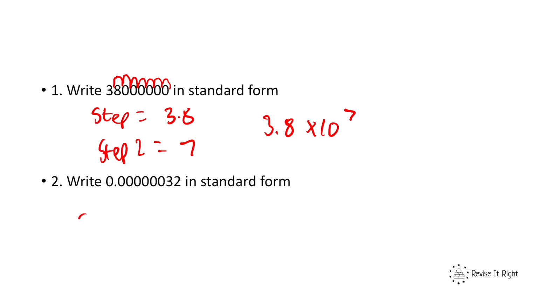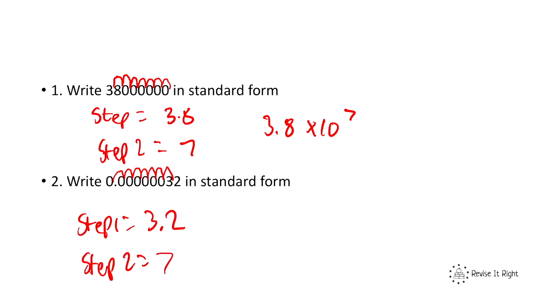Here, the number we should have chosen is 3.2. And then in step 2, we need to count how many places the decimal has moved. So 1, 2, 3, 4, 5, 6, 7 places. But because it's backwards, it's going to be negative 7. So our answer will be 3.2 times 10 to the power of minus 7. So I hope you got those right.